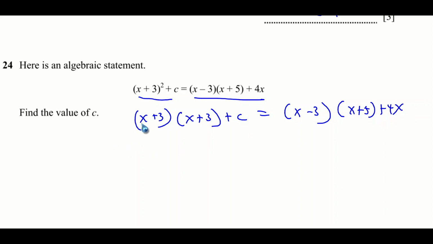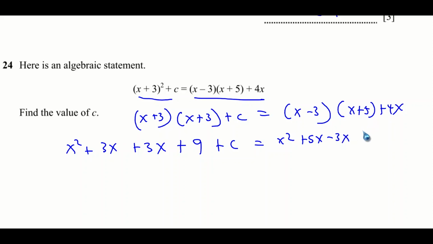So let's expand. If you expand this, x and x, that will be x squared, plus x times 3, that will be 3x, plus 3 times x, that will be 3x, plus 3 times 3, that will be 9, then plus c equals x and x, that will be x squared, x and 5, that will be plus 5x, minus 3 and x, that will be minus 3x, minus 3 and positive 5, that will be negative 15, then plus 4x. So we can add these two together.